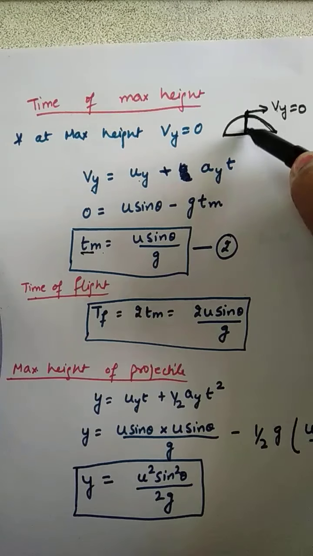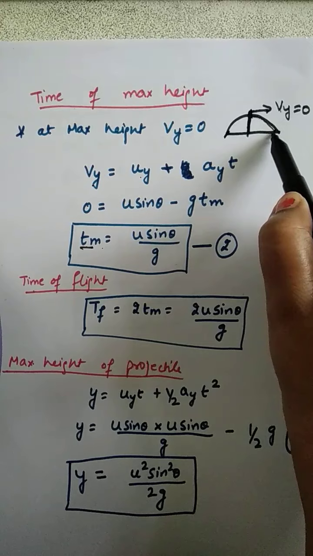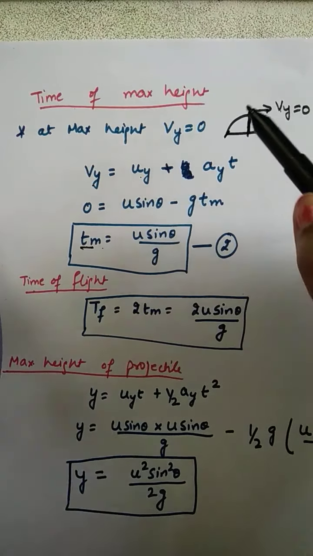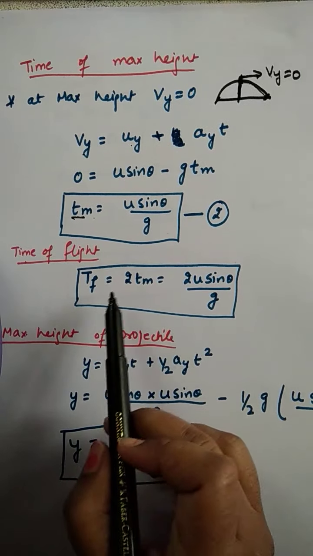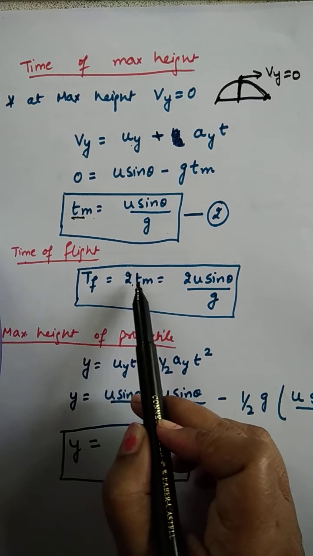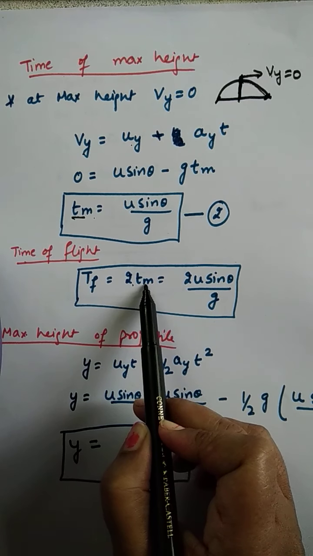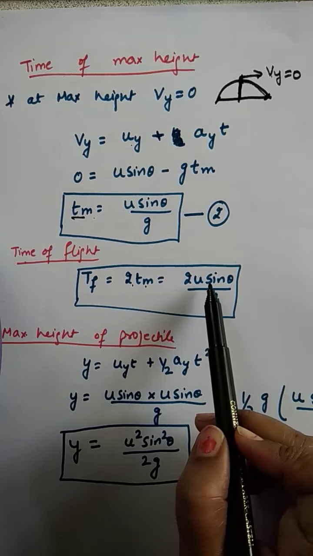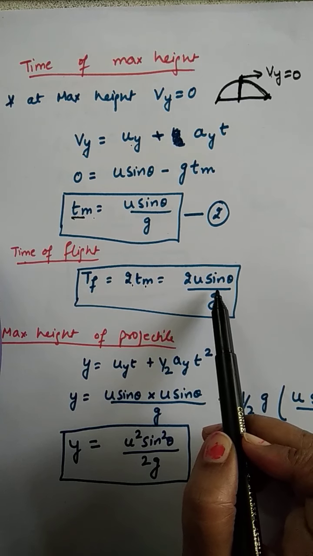Now you can see by symmetry that this is half of the time taken for the full flight. That is why if we want to calculate time for full flight, that will be 2 times the time taken to reach the maximum height and it will be 2u sin theta divided by g.